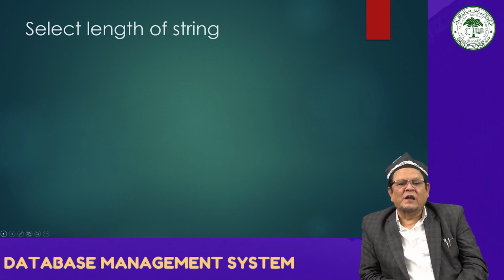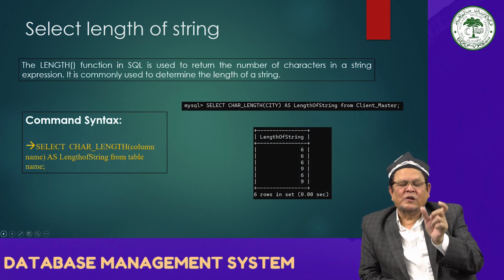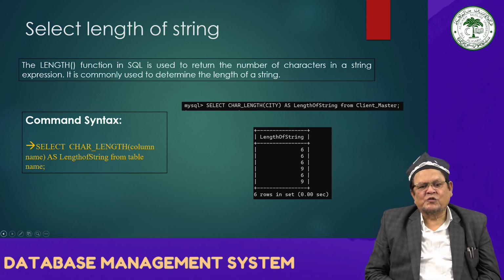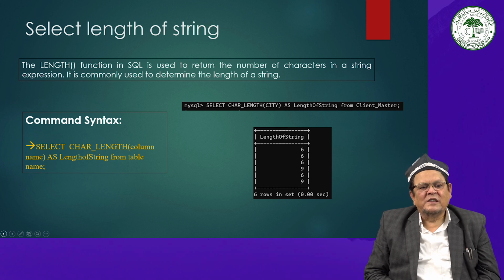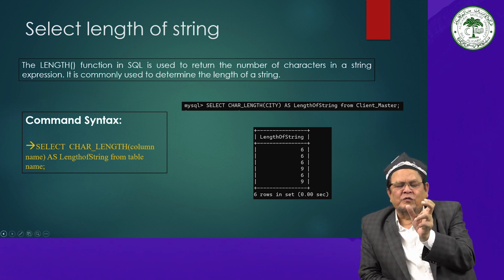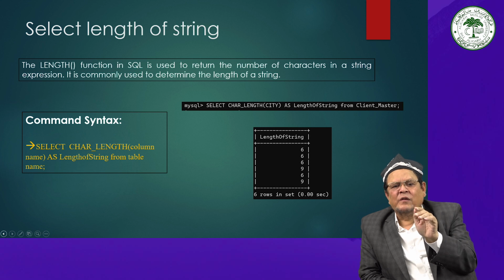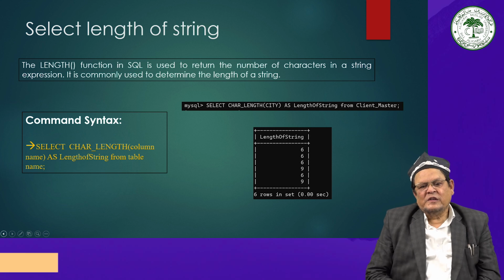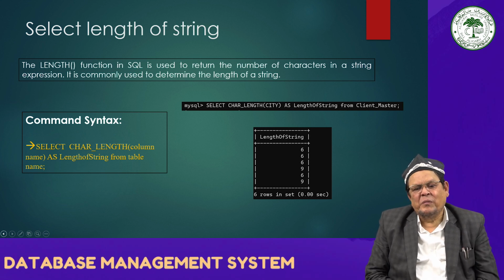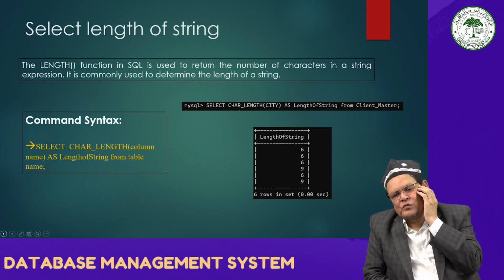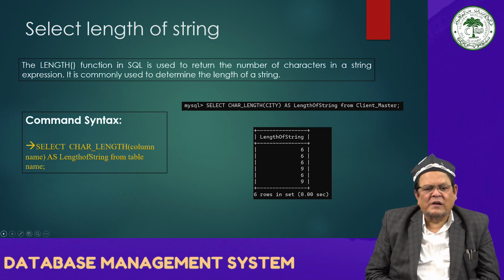Then you want to select the length of a string. What is the length of a string? The length string function in SQL is used to return the number of characters in a string expression. It is commonly used to determine the length of the string. Suppose you take the word database: what is the length of the database? When you write it, it will show 9. Here I'm taking the example of a city. In the database, the cities are Bombay, Bangalore, Mysore, and it will show the length of the data.